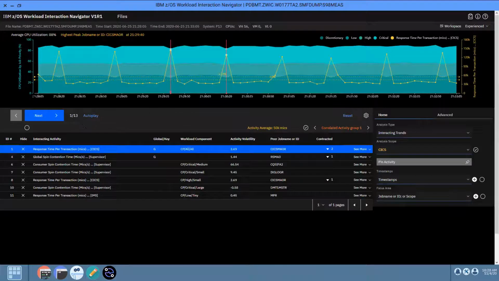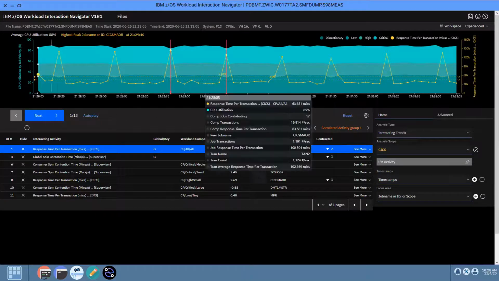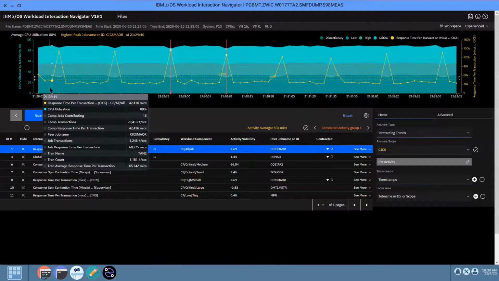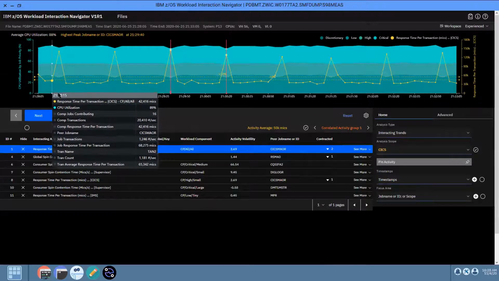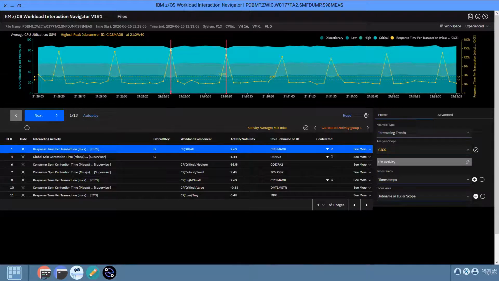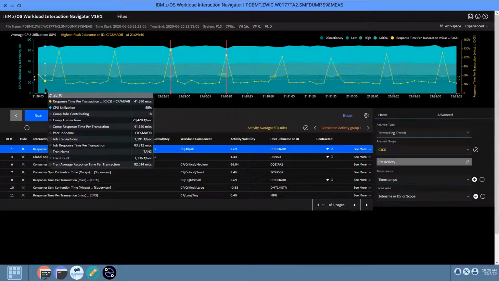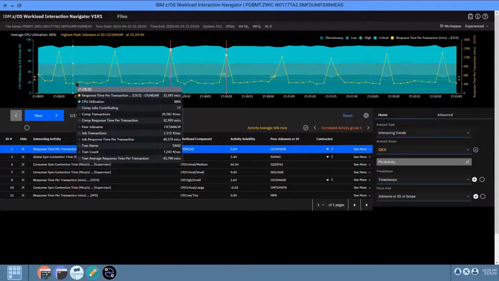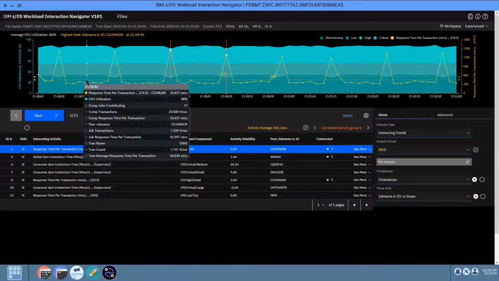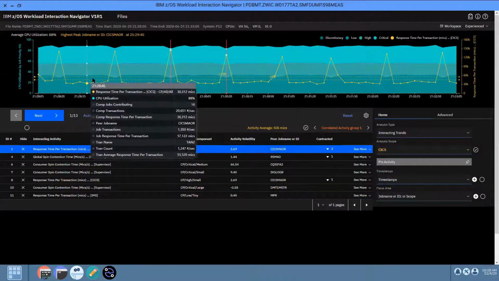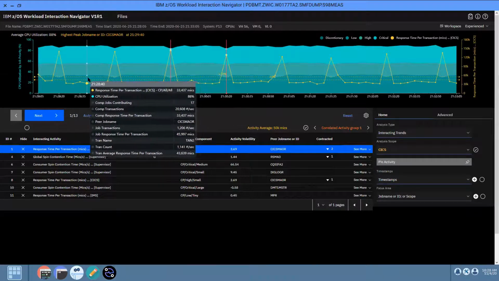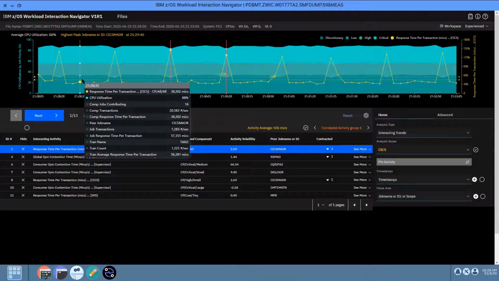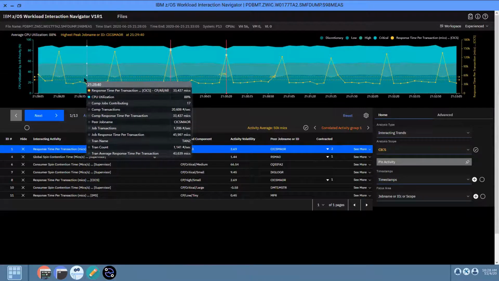So basically what the Navigator is showing in this case is that at every one of these CPU utilization valleys, there is a spike in response time per transaction from CICS. You can see normally here that the response time per transaction is around 35 milliseconds. And we can see what's happening overall for the CP all workload component.